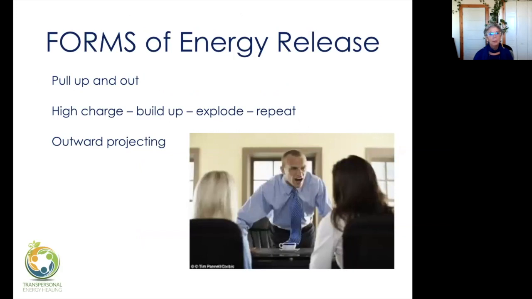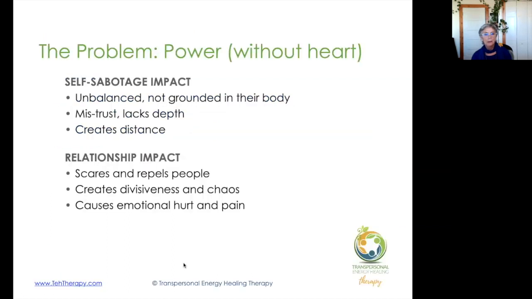So forms of energy release, when we become adults, they pull the energy up and out. There's a high charge, a buildup, an explosion. Once they discharge, they feel better, but then you've made your secretary cry. But they're fine. So there's an outward projecting of that energy. So let's go to the next slide.